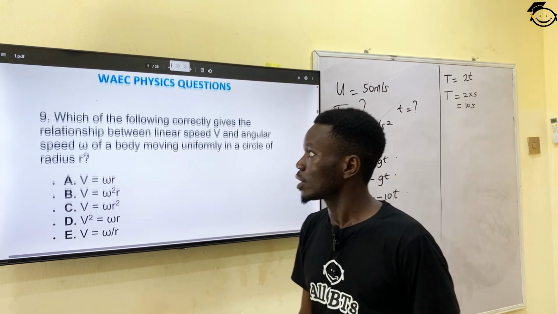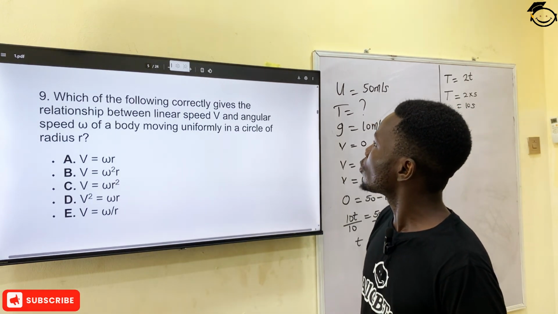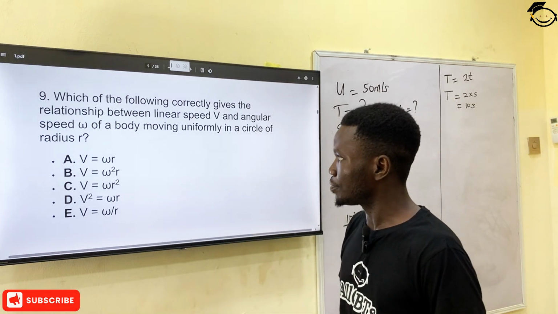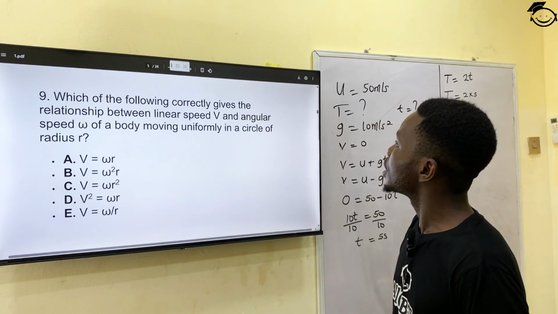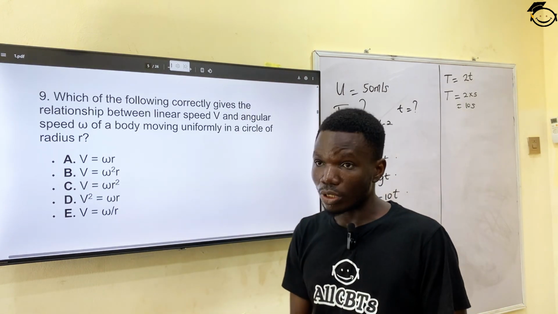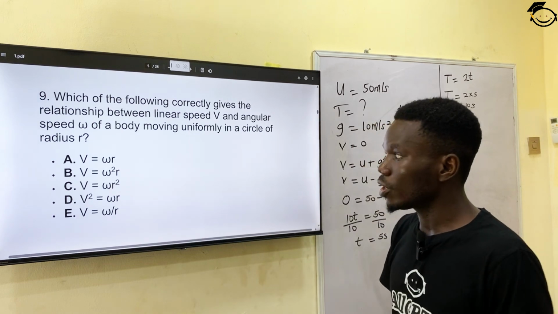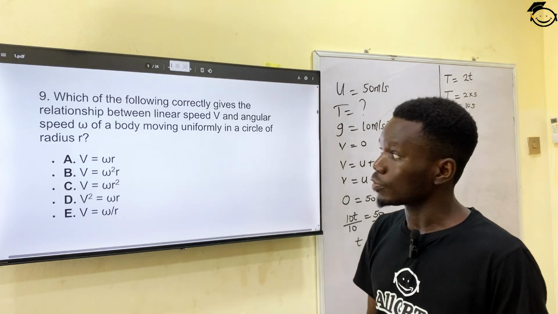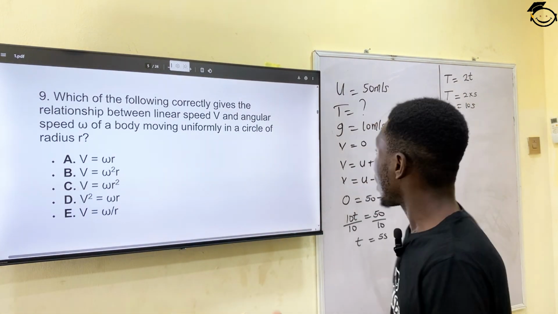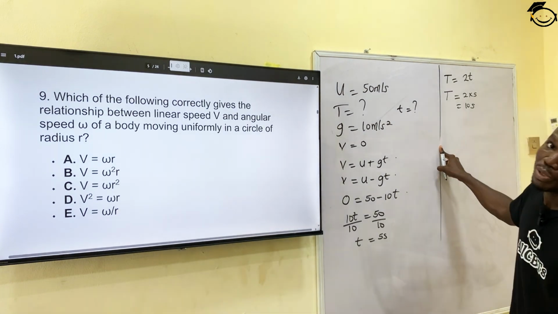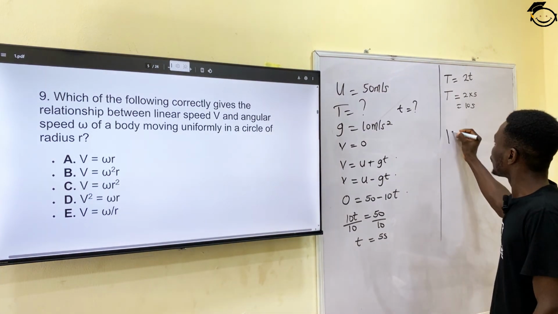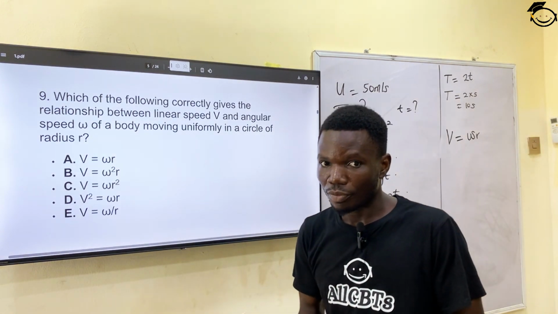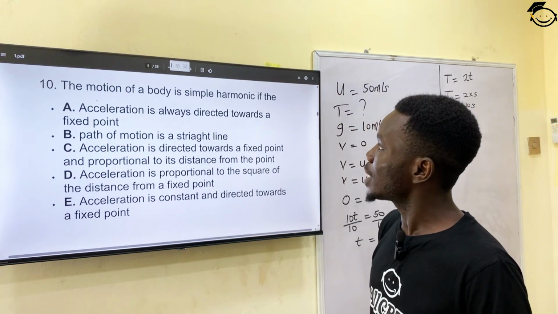Question number 9 says, which of the following correctly gives the relationship between linear speed and angular speed of a body moving uniformly in a circular path? This question is just asking you for the relationship between omega and our linear velocity. The formula that connects our angular speed to our linear speed says that v = omega r, which is option A.